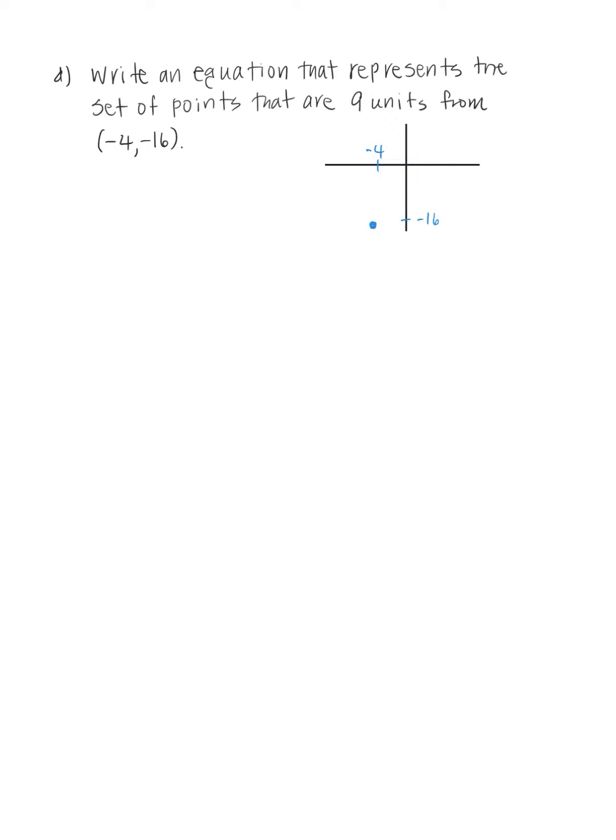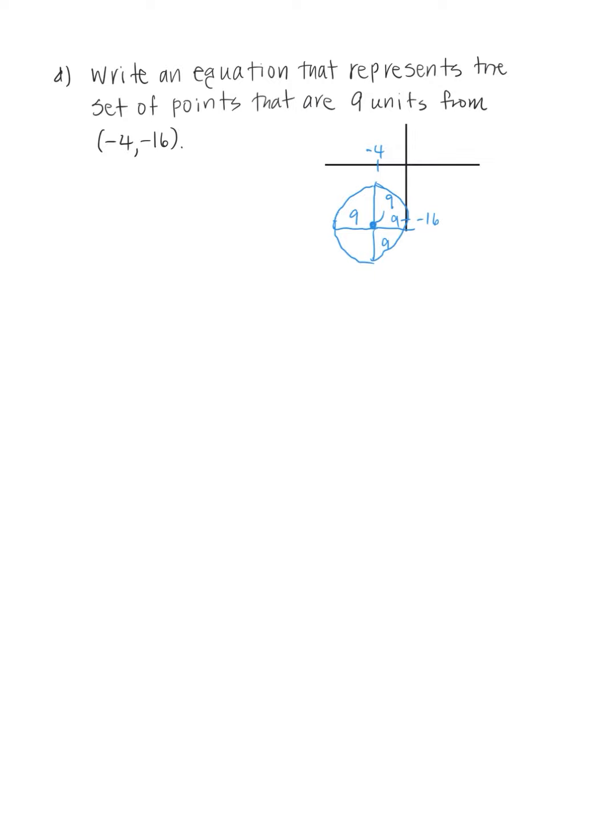Now, we want to find all the points that are 9 units from that. So from here, you're going to have to go 9 units above, and then 9 to the left, 9 to the right, 9 to the bottom, right? And then do you see that this circle here consists of all the points that are 9 units from -4, -16? It's not too bad, because now if you draw it out, can you tell what the radius is? The radius is going to be 9.